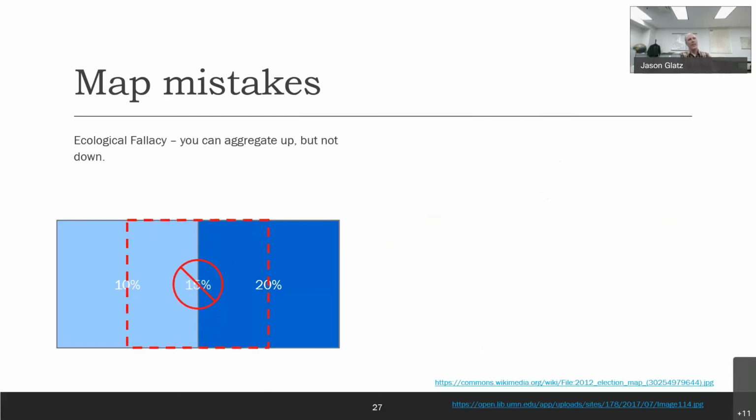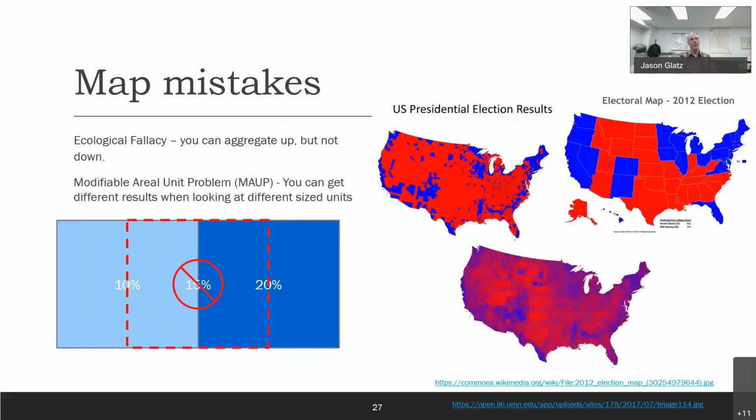We have what's called the ecological fallacy. If you have two equal areas, one is 10% and one is 20%, you can scale those up and make that 15% for the whole area, but you can't take half of one and half of the other and average them out and make a square in the middle that is 15%, because you can't assume that things are distributed normally.